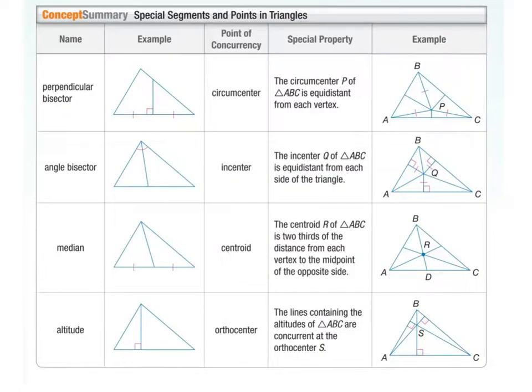And here's a quick definition of the special segments and points within a triangle. You obviously know about perpendicular bisector and angle bisector. The median, if you remember rightly, I said goes from an opposite angle to the center of the opposite side. The altitude must be perpendicular, so you look for the right angle. The circumcenter, which is what we did yesterday, and then the incenter, and now we've got the centroid of the circle, where everything fits. And here's the orthocenter, and as you notice, each one of these lines must be perpendicular.